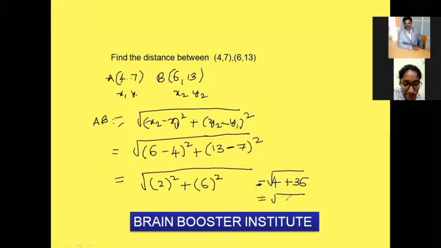Now 4 plus 36 is how much, Nana? 40. Yes, sir. Very good. Now the square root of 40 is nothing but we can write it as the square root of 4 into 10. Now the square root of 4 is 2, so 2 under root of 10. So the distance is 2 root 10 units. Got it? Yes, sir. Can I give some problems to you? Yes, sir.